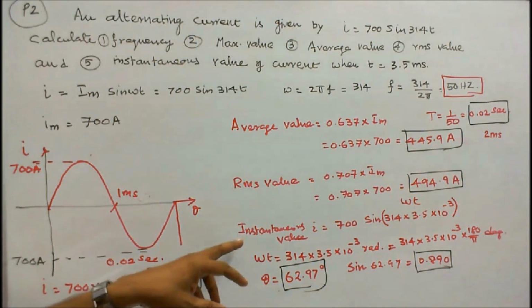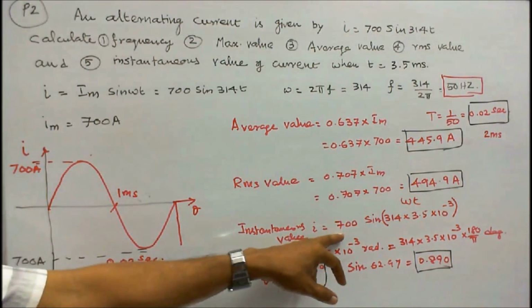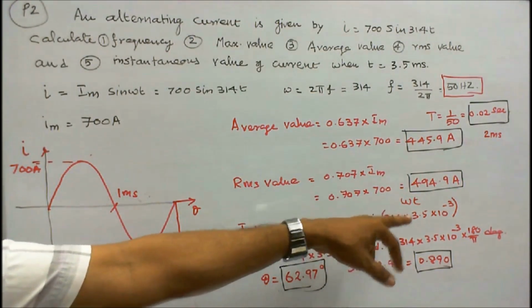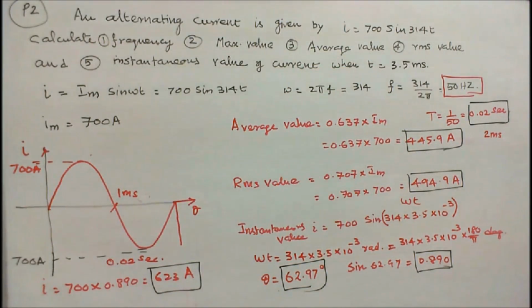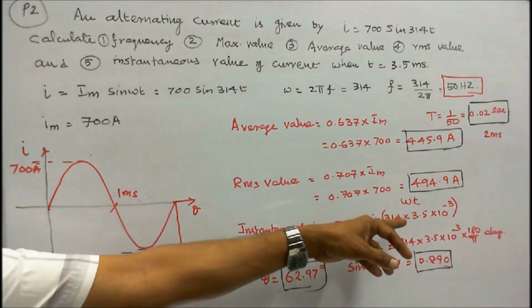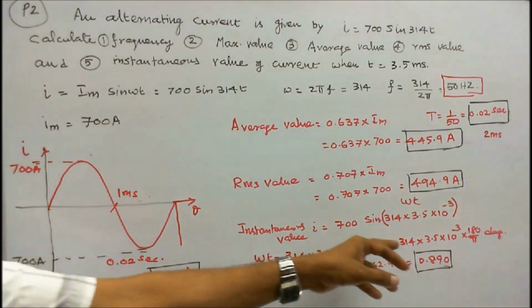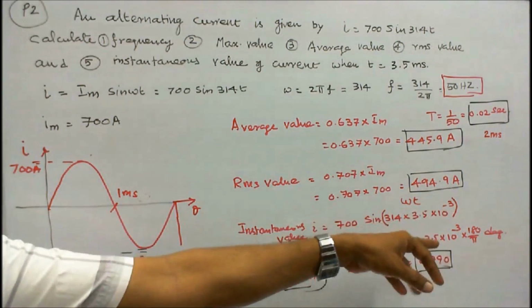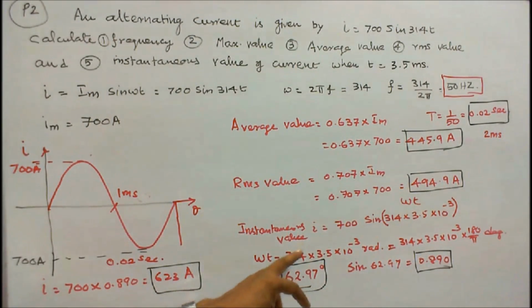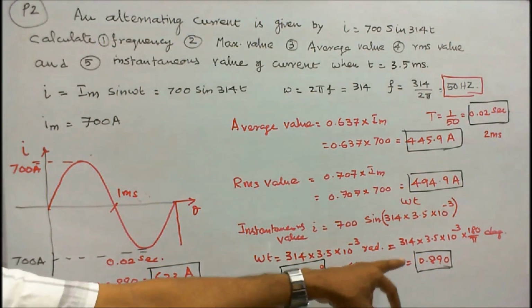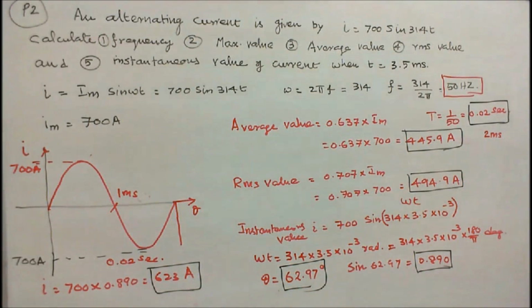Now I have to calculate instantaneous value I. That is equal to 700 sine 314 into 3.5 into 10 power minus 3 because t is given. Here omega t is equal to 314 into 3.5 into 10 power minus 3, which is in radians. So I have to convert into degrees: 314 into 3.5 into 10 power minus 3 into 180 by pi. Theta is equal to 62.97 degrees. Sine 62.97 is equal to 0.890. Therefore, instantaneous value is equal to 700 into 0.890, that is equal to 623 amps. Instantaneous value of current when t is equal to 3.5 milliseconds is 623 amps.